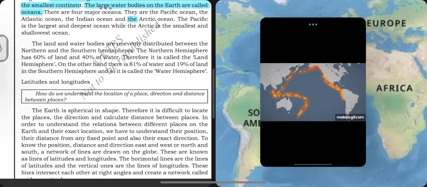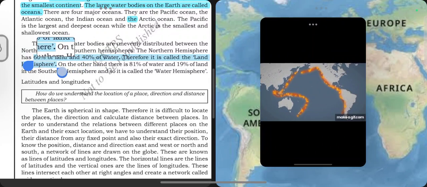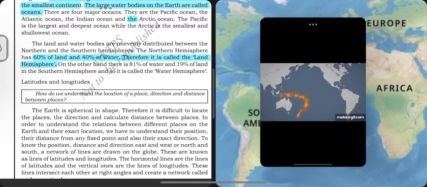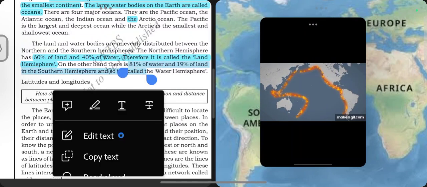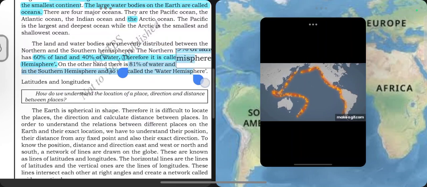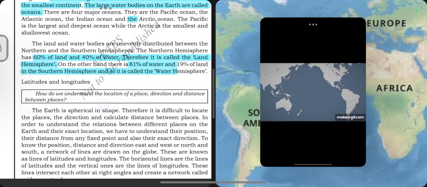They might be asking you questions like that, so you should remember this. 60% land and 40% water is called the land hemisphere, that is the northern hemisphere. 81% water and only 19% land is there. That is why the southern hemisphere is called the water hemisphere.